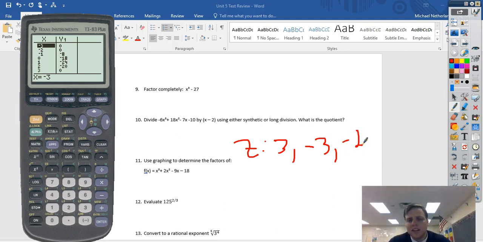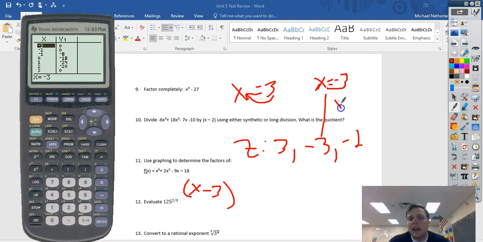Now it says determine the factors. What you do is you work backwards from your zeros to determine your factors. How did I get a zero of 3? Well, I set something equal to 0, and then I got x equals 3. So let's work that backwards and move the 3 back over. Then one of my factors would be x minus 3. The same thing happened with x equals negative 3. At some point in time, I solved something, and I got x equals negative 3. Well, let's move it back over, so now it's x plus 3 equals 0. So that means that x plus 3 is a factor.